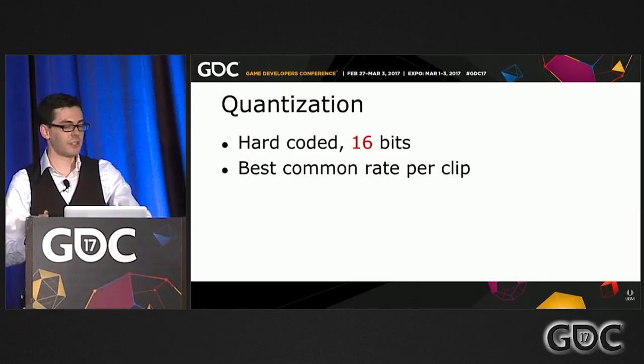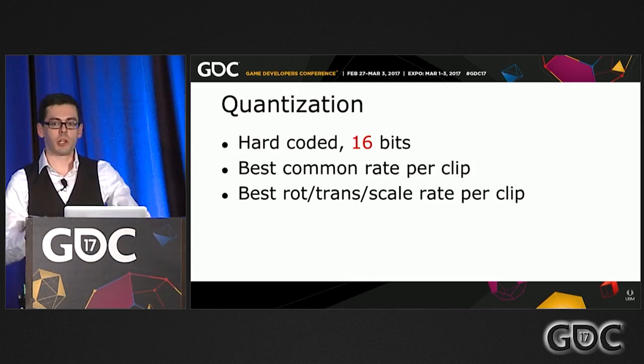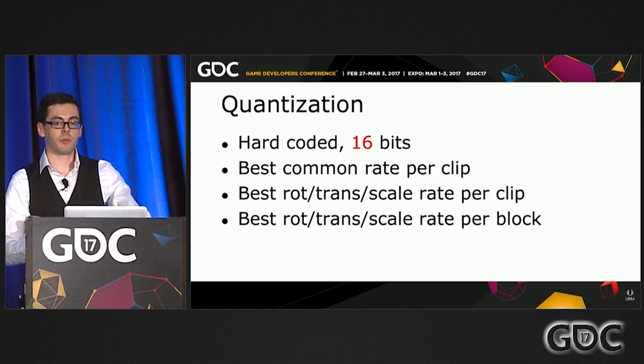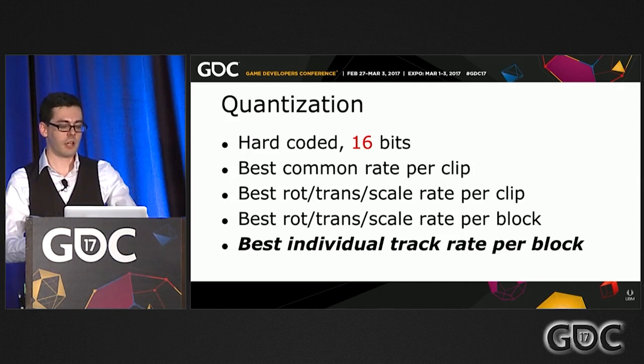The units are different. The data behaves very differently. It makes sense to store a bit rate, one for rotation, one for translation, and one for scale, independently. And so that's what I did. I brute force searched three bit rates per clip for each track type. And again, that gave us very good gains. And if we can do it per clip, it's also very trivial to now do it per block. And this takes us to the last logical step that we can take this to. And it's, well, can I find the best individual bit rate per track per block?